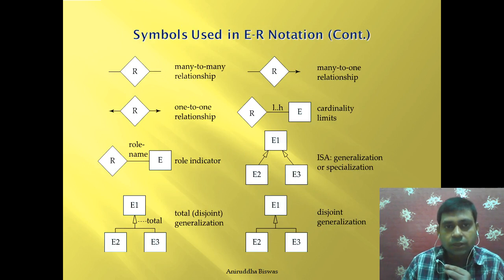Now coming to the symbols used in ER notation, this is the many to one, many to many representation of relationship. This is one to one with the arrow, and that can also be written like this. This is another representation type. This is role name. Every relationship also has a role indicator. So with a small box with the relationship, we can indicate the role.